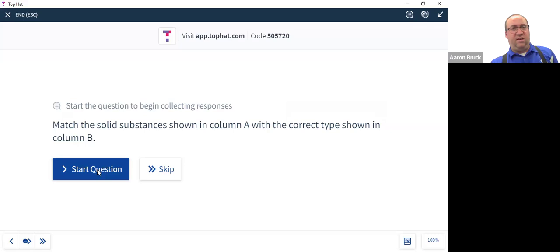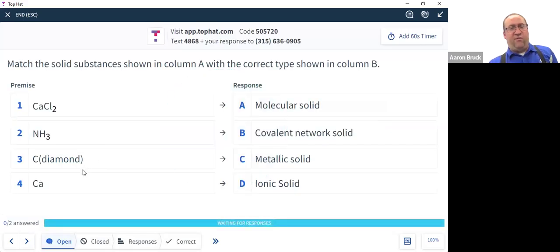So with this in mind, we've got four different compounds here on the board. Match them to each other. So we've got calcium chloride, we've got ammonia, we've got diamond, we've got calcium. To which classification of solid do they belong?